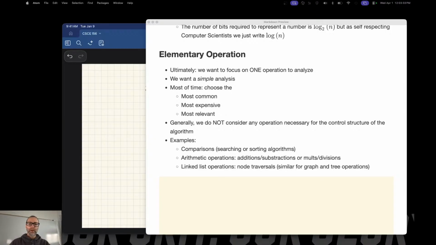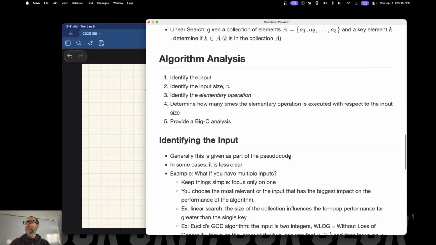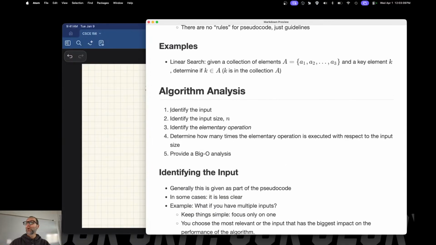All right. Let's talk about analysis. That's where the real work occurs. Again, 1, 2, and 3, they're all just setups. Once you've done that, then you can start to work on the real issue here, right? Determining how many times the elementary operation is executed with respect to the input size.